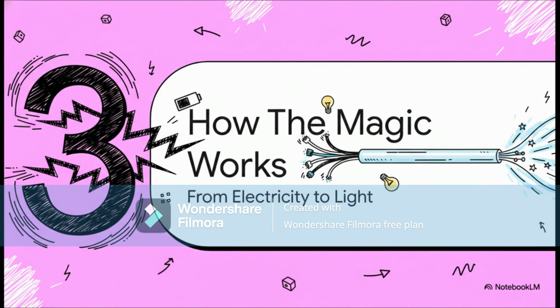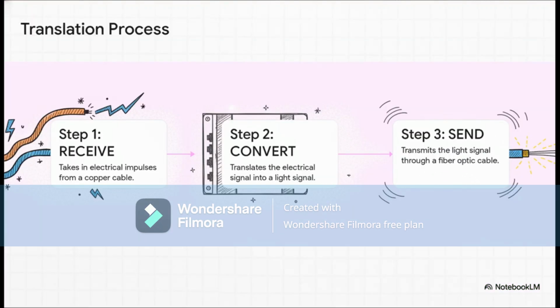Okay, so we know what it is. Now let's jump into section 3 and see how the magic actually happens, how it turns electricity into pure light. The whole process is actually pretty straightforward. You can break it down into 3 simple steps. First, step 1 is receive. The converter gets the electrical signals from a copper cable.